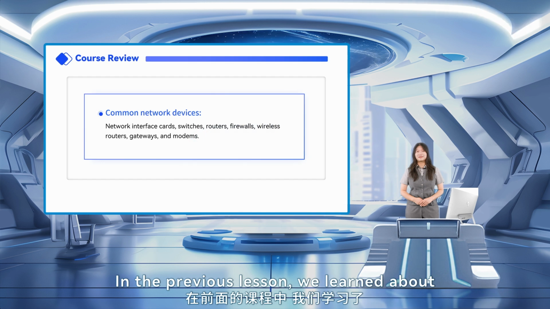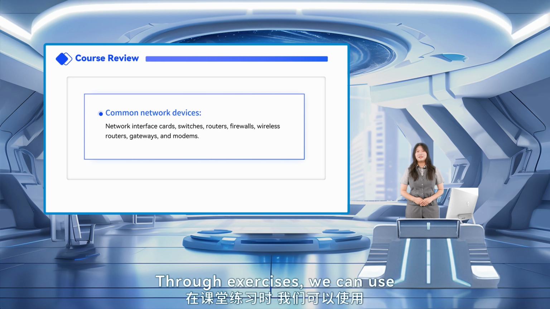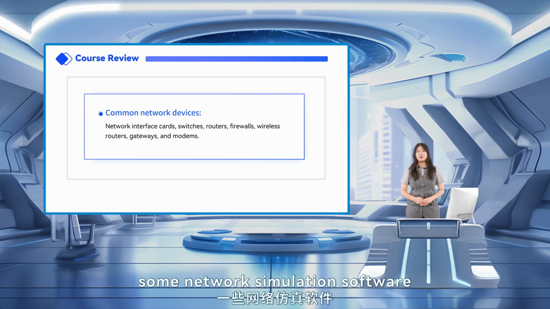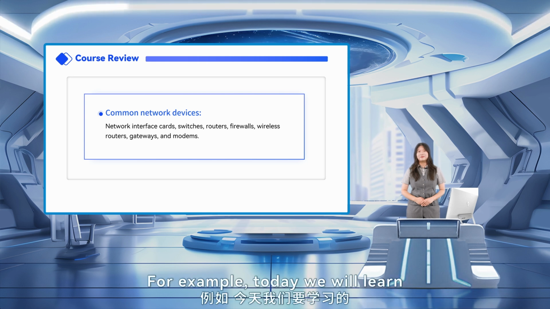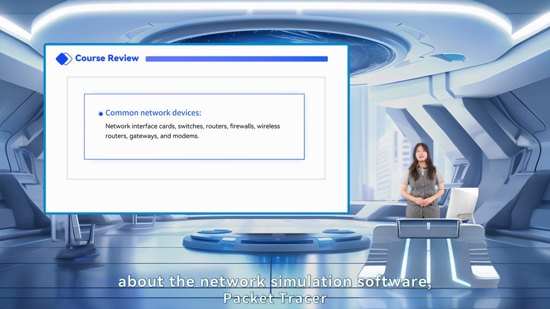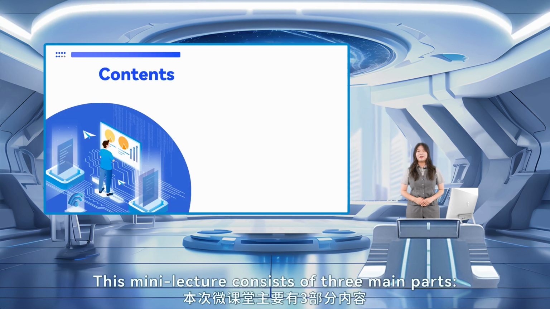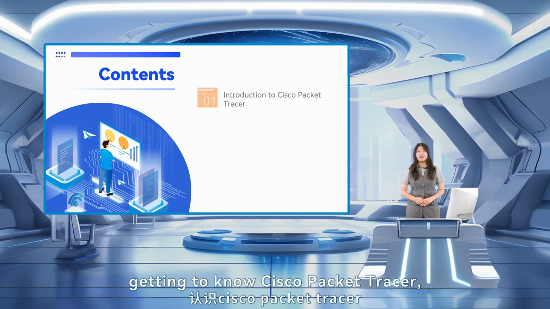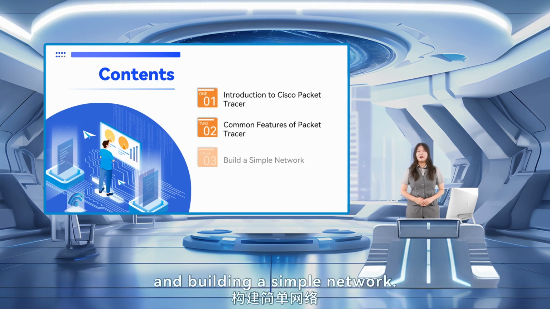In the previous lesson, we learned about 7 common types of network devices. Through exercises, we can use some network simulation software to mimic real-world network environments. For example, today we will learn about the network simulation software, Packet Tracer. This mini lecture consists of 3 main parts: getting to know Cisco Packet Tracer, understanding the common features of Packet Tracer, and building a simple network.